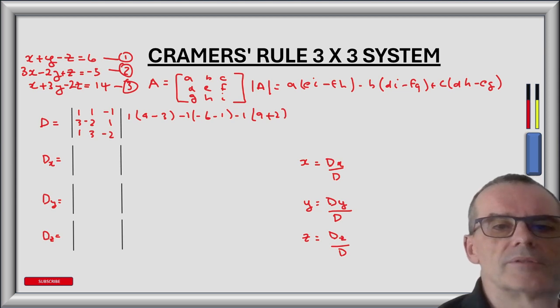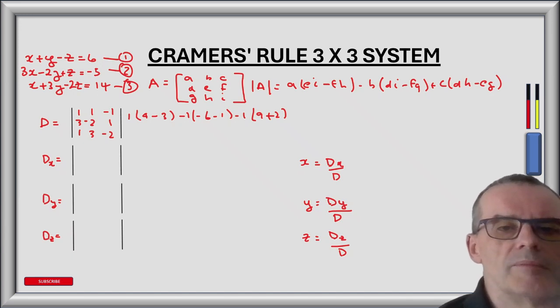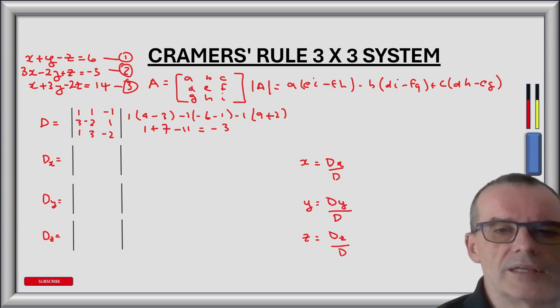So if we work that out, we get 4 minus 3 is 1, multiplied by 1 leaves 1. The minus 6 minus 1 is minus 7, multiplied by minus 1 is plus 7. And we have 9 plus 2, which is 11, minus 1 times minus 1, which is minus 11. So we have 1 plus 7 is 8, minus 11 leaves minus 3. So minus 3 is the determinant of the coefficient matrix.